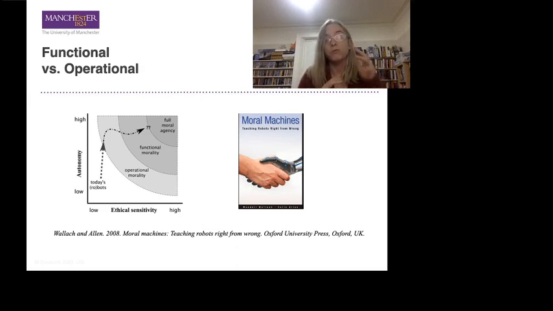And then we move into functional morality, where the system has some concept of ethical reasoning itself, and so does make choices with explicit reference to some concept of ethical reasoning, through to full moral agency, where the system is free to act either in the way it believes to be right or in the way it believes to be wrong, and this is not somehow dependent on some external coding.